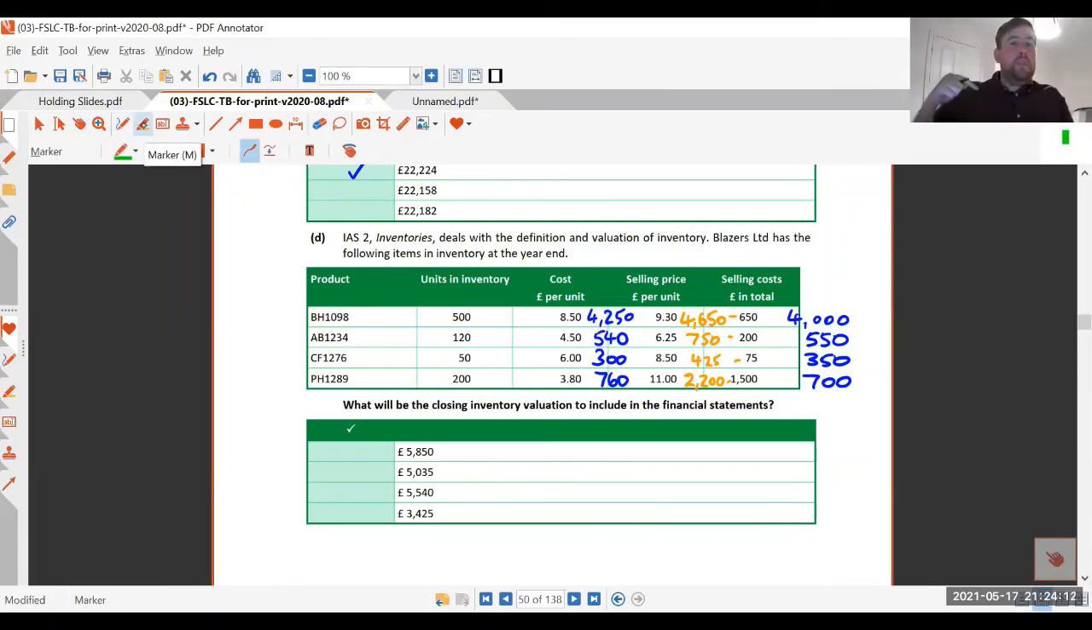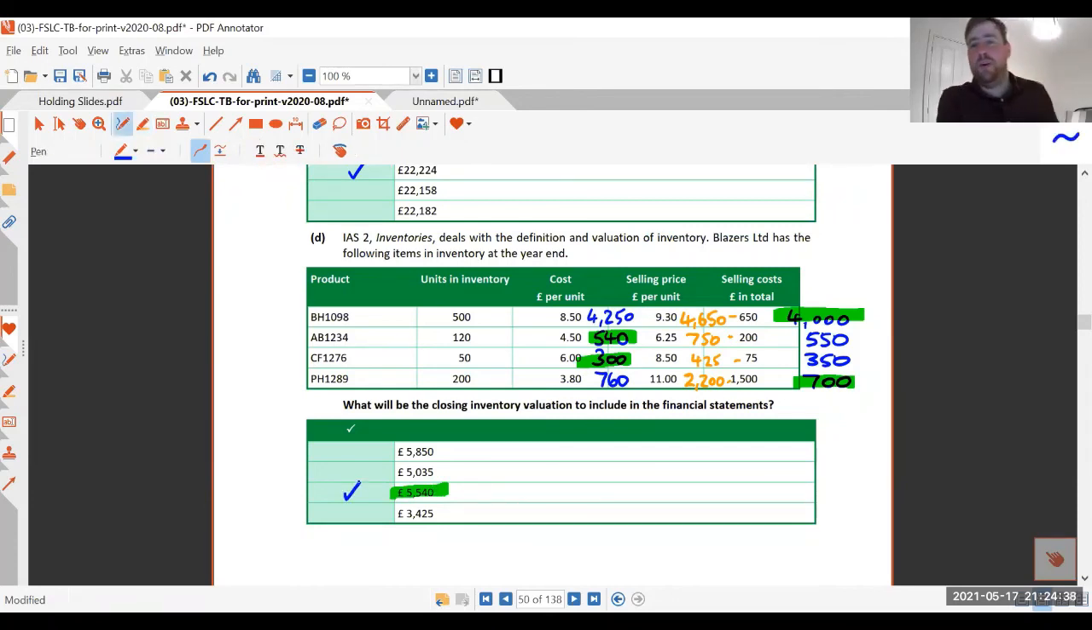From here, go through that line by line basis, and you're picking the lower of these two figures, the lower of cost and net realisable value. So we go bam, bam, bam, and bam. Just go down each line, compare the two figures, pick the smallest one, and when you add them all together, those of you in the chat box saying 5,540, you're absolutely right. Well done. Good stuff.